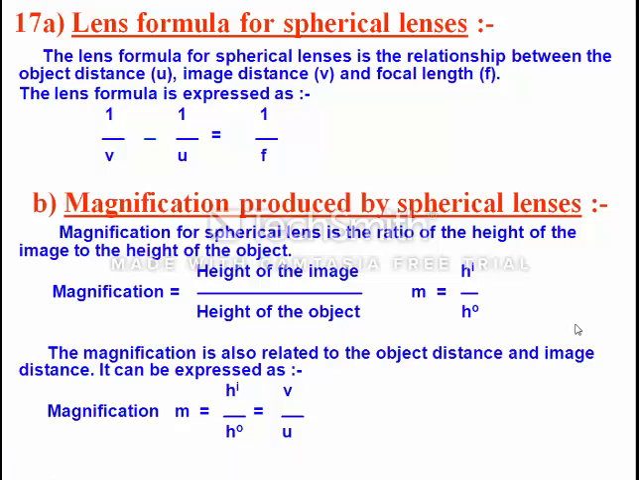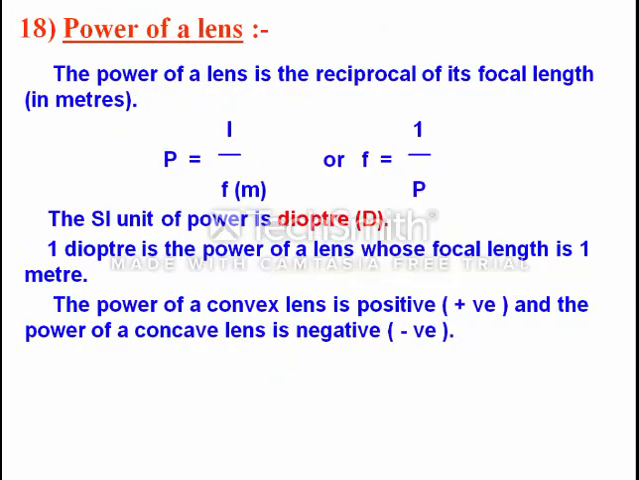So in our previous class we have seen the image formation by concave lens. We have also seen the sign convention of spherical lens, and we have seen the lens formula and magnification produced by spherical lens. Now today we will see about the power of a lens.